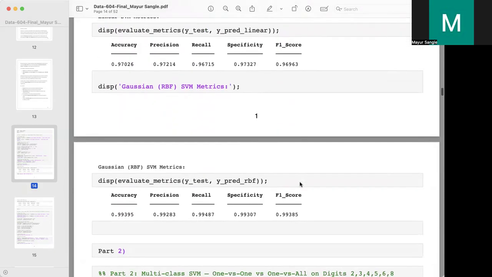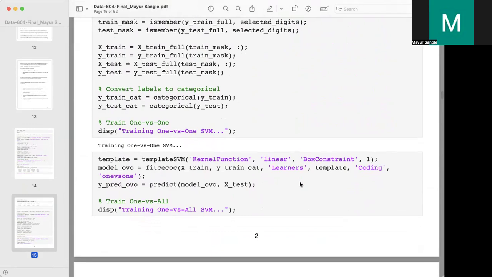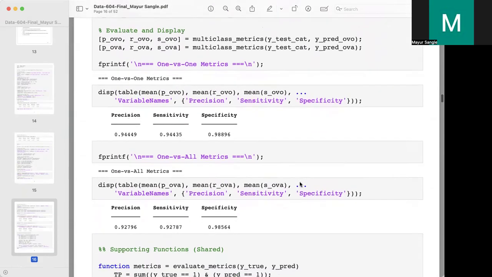Next, I extended the classification to 6 digits using two strategies, 1v1 and 1v-all SVMs. 1v1 gave slightly better precision and specificity, making it more effective for multi-class problems.